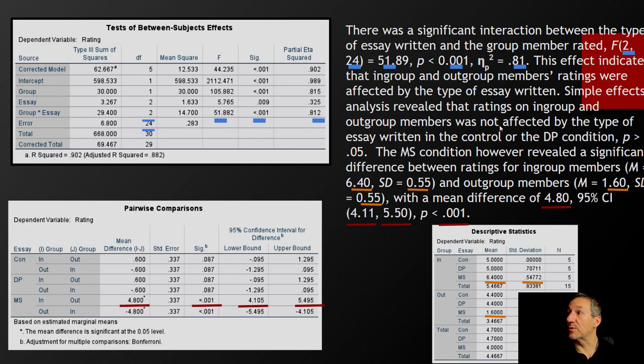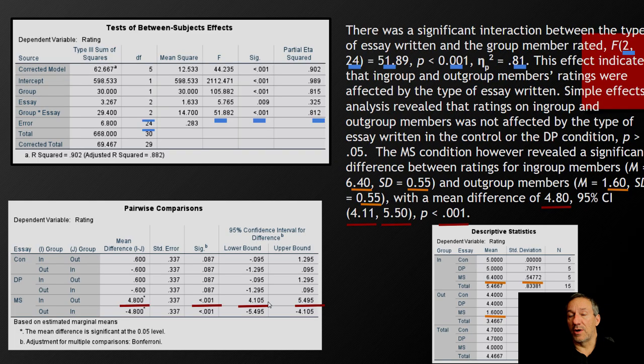So simple effect analyses were conducted. What we see is that in the control group, there's not a significant difference. In the dental pain group, between in-group and out-group, there's not a significant difference. It is the mortality salience group where there's a difference between the in-group and out-group: a mean difference of 4.80, p less than 0.001.